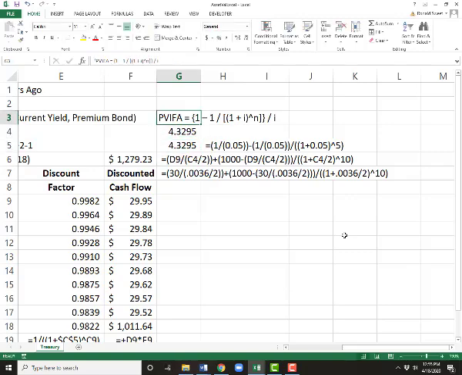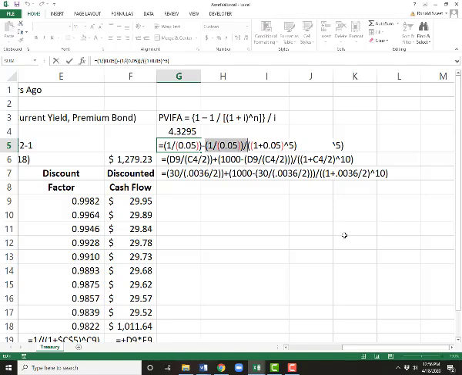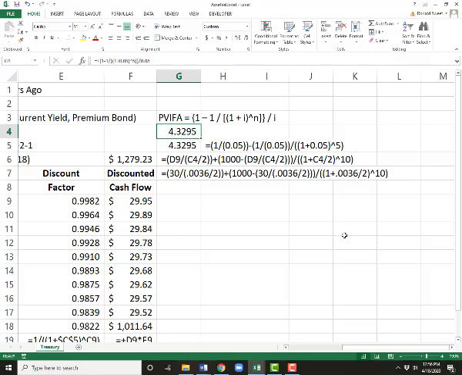So if you think about it, what is the present value interest factor of an annuity doing? It's taking $1 for all of eternity divided by the discount rate, minus $1 for all of eternity divided by the discount rate, but discounted out 5 years. So that factor, that's the source of that factor.